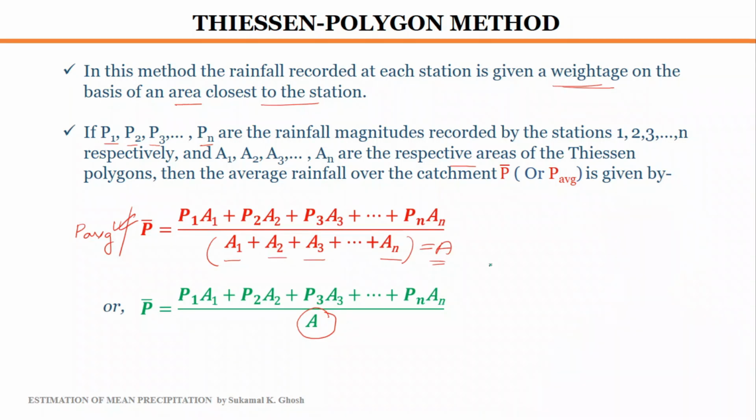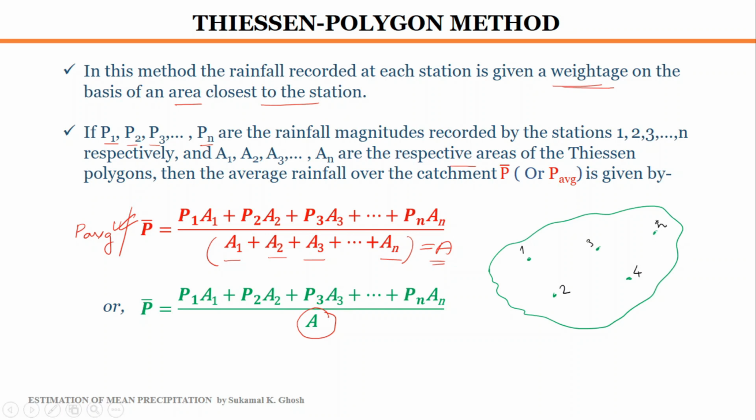Suppose this is a catchment area. Now in this catchment area, suppose we have n numbers of rain gauge stations. Suppose this is a rain gauge station, this is a rain gauge station, this is a rain gauge station, this is a rain gauge station, this is a rain gauge station. Now suppose this is rain gauge station number 1, this is the second rain gauge station, this is third, this is fourth, and in this way this is the nth rain gauge station.